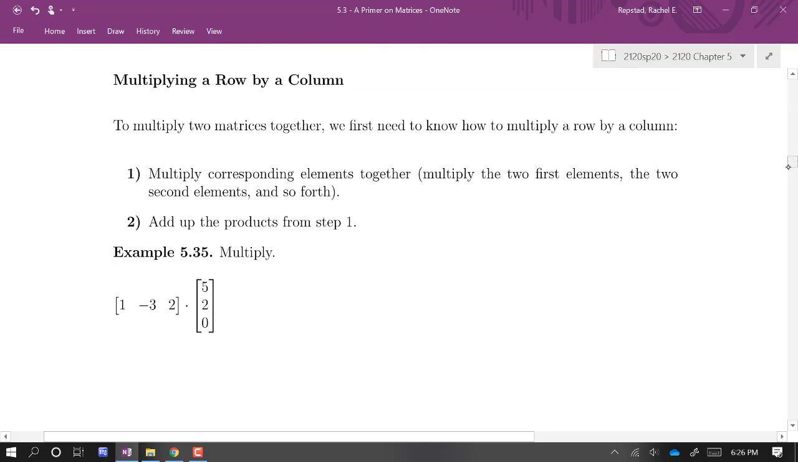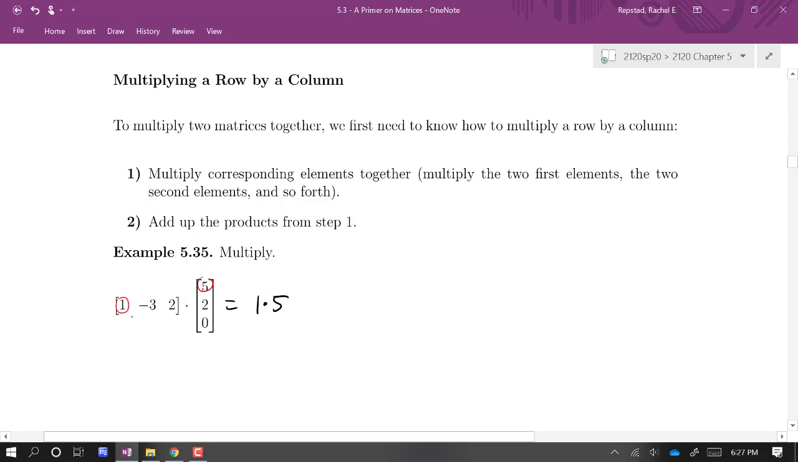Because what we do when we multiply two matrices together is we repeat the process where we multiply a single row in one matrix by a single column in another matrix. The row has to be of the same length as the column. So here I have a row with 3 entries and a column with 3 entries. How we do it is we multiply the corresponding elements together. So I multiply the first elements, that's 1 times 5.